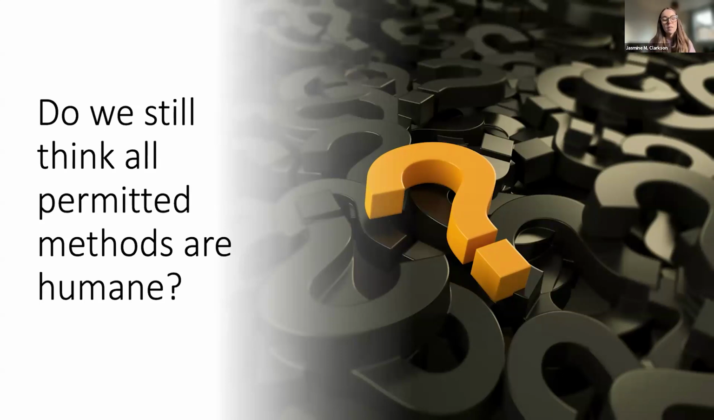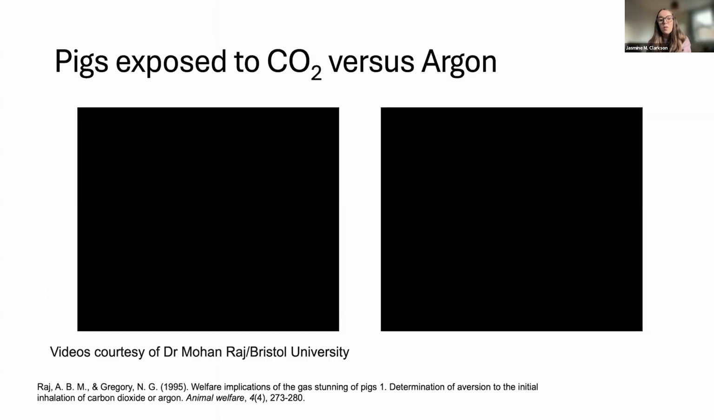So with all that in mind, and a bit of a whirlwind summary of the current state of the literature, I just wanted to put a bit of a provocative question about whether we still think all permitted methods are humane and where can we go next? How can we make refinements? So one thing that I get asked a lot is, okay, so CO2 is clearly bad because of the CO2. They can detect it. It's capable of activating nociceptors in the mucosal membranes. What about an inert gas?